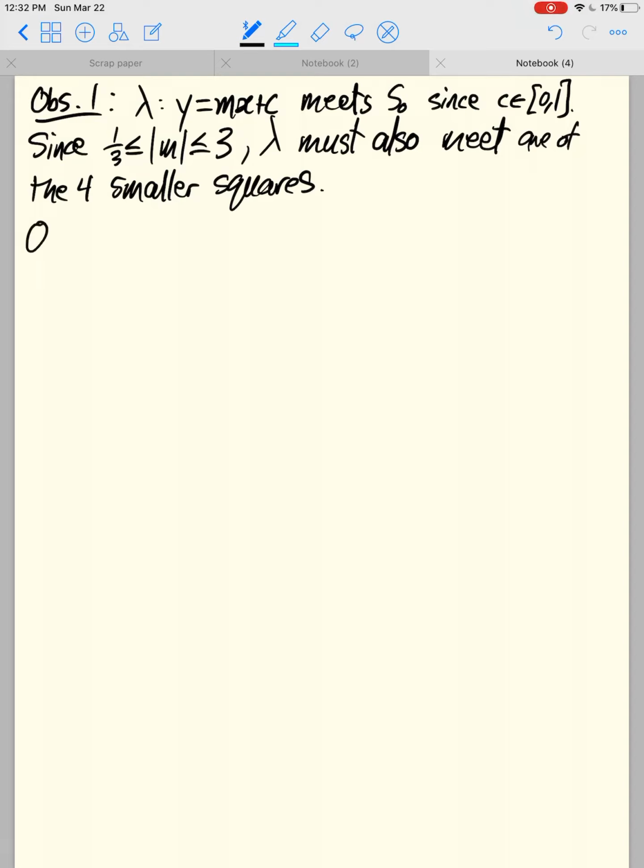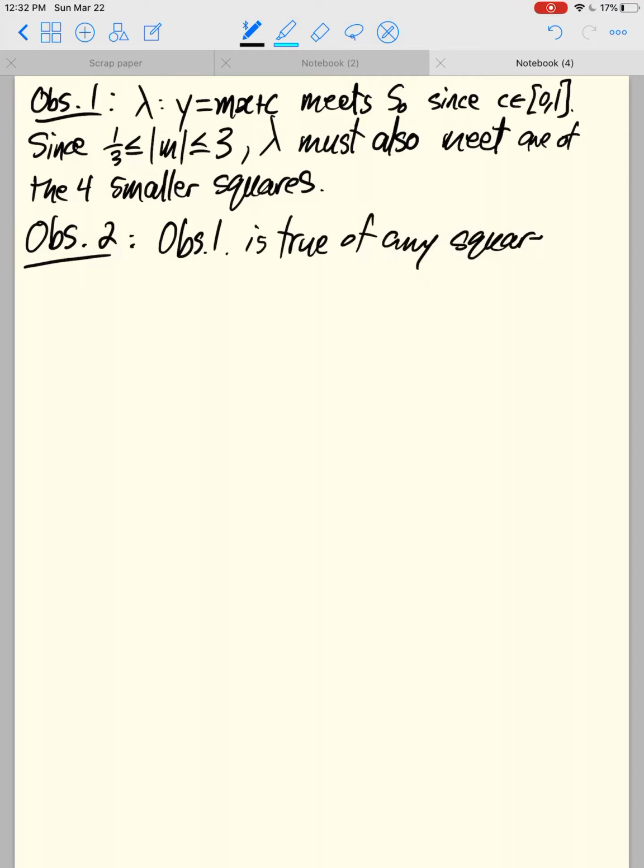And so the second observation is that observation 1 is true of any square whose sides are parallel to the 2 axes, the X and Y axis.